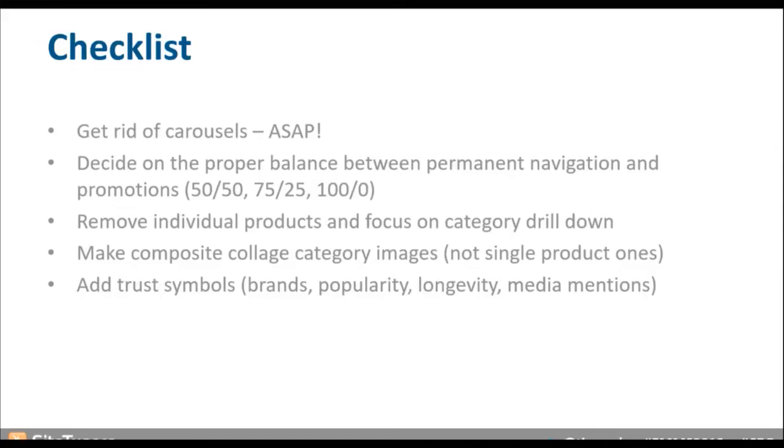But for most of you, if you sell a lot of products, you shouldn't have any individual products on the homepage. When you do make those category level images, make sure that they are composites or collages that encompass more than one item. And then also don't forget on your homepage to add trust symbols: the brands you sell, how popular you are, how long you've been in business, any media mentions you've gotten to show that you're credible.